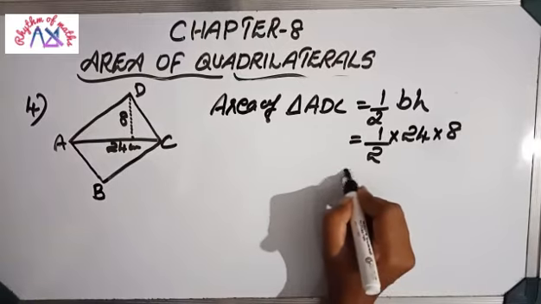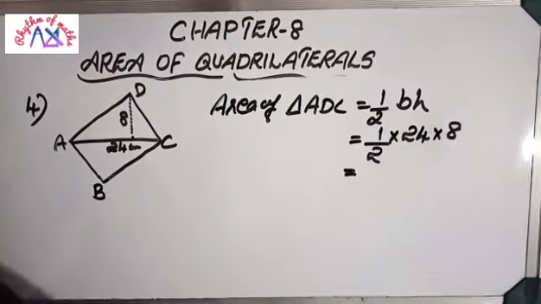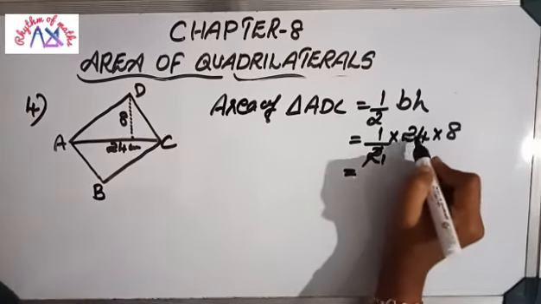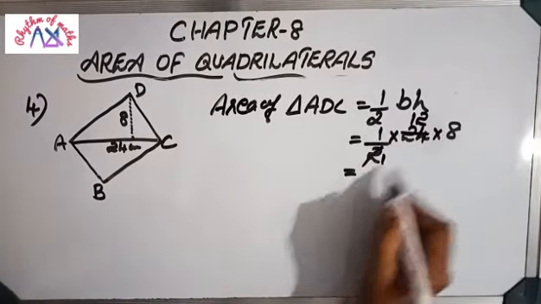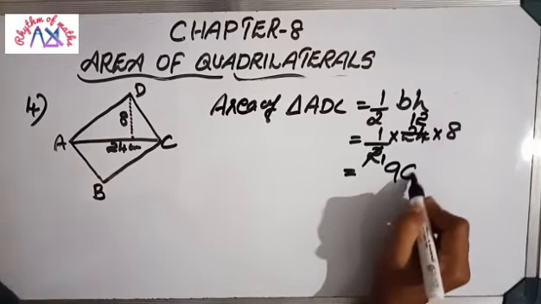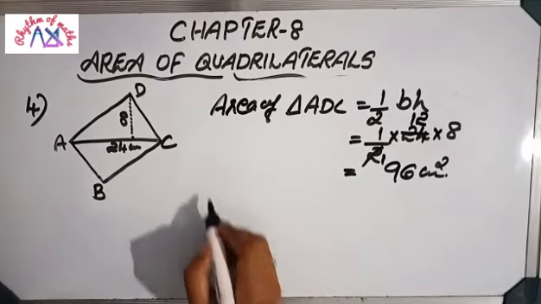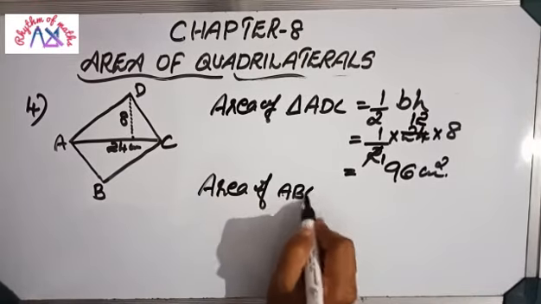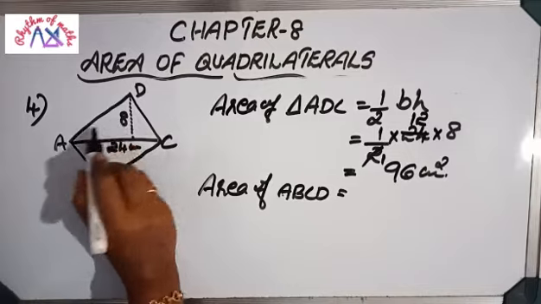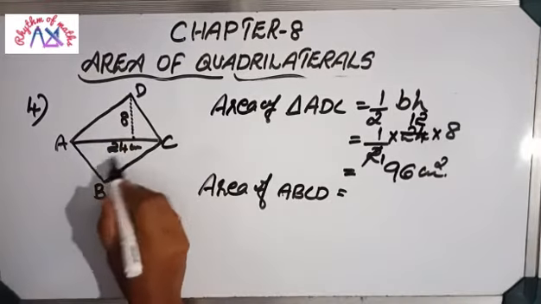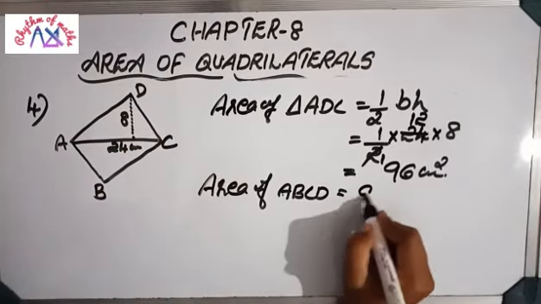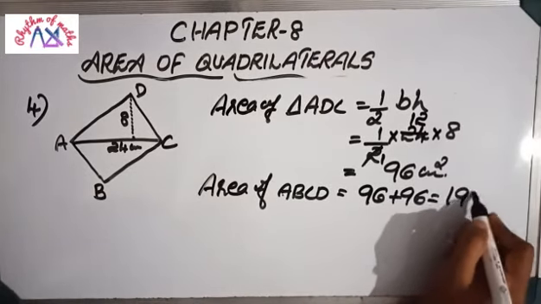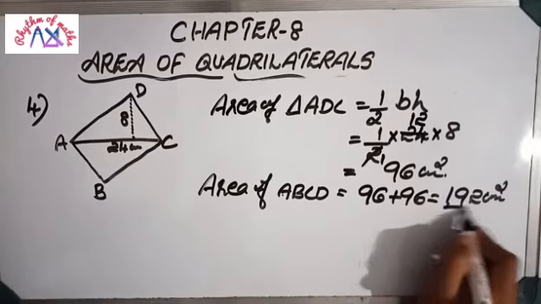Now here we can cancel 2 and 24. In 24, 12 twos are there. Now 12 into 8 is 96 centimeter square. Now the area of parallelogram ABCD. If this triangle's area is 96, then this side will also be 96. So the area becomes 96 plus 96, that is 192 centimeter square.